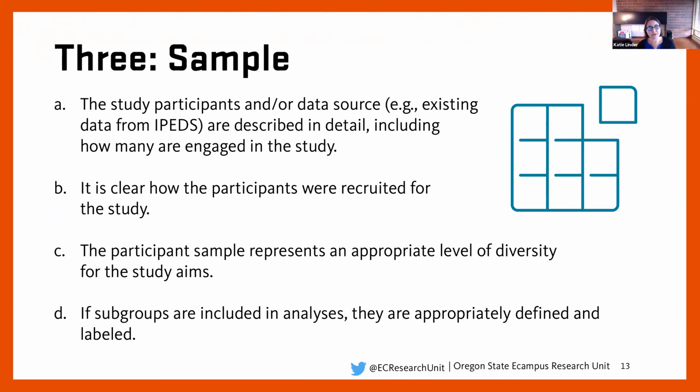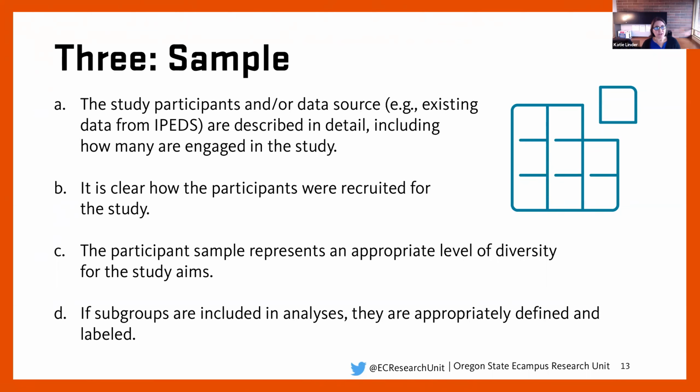And then finally, in letter D, we talk about subgroups. This is very important, again, in the sample, to understand if analysis was done on particular groups within a study. Are they appropriately defined and are they labeled? So when you're looking at tables or charts in a particular report, is it clear that they're talking about the entire sample, or are they looking at a particular subgroup, such as seniors? It's important that the reader be able to distinguish what data is being represented.